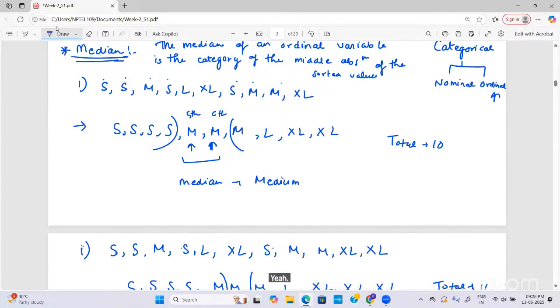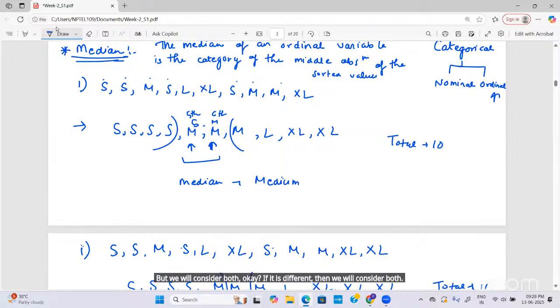Yeah, if in the fifth position it was S, so how will you take the median then? In that case, S and M, yes. So generally we say it like either S or M, but we will consider both. If it is different, then we will consider both.